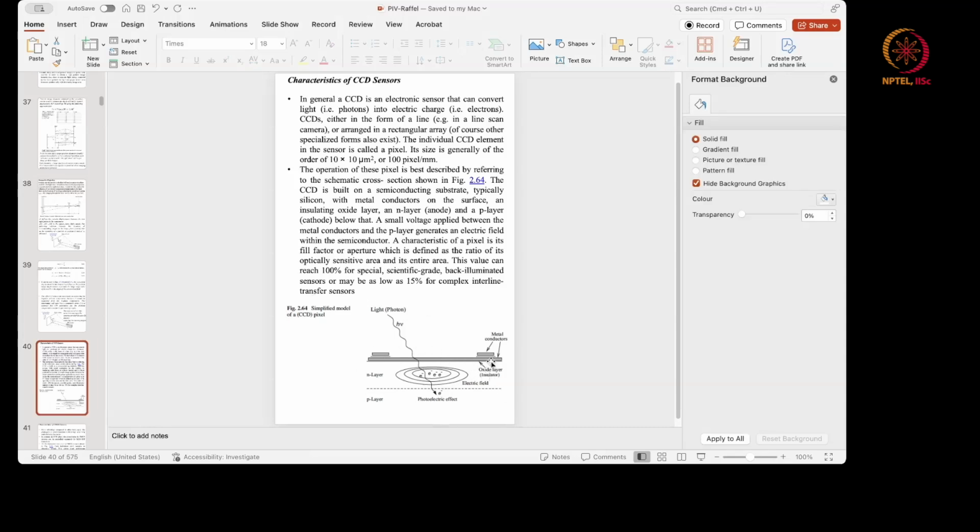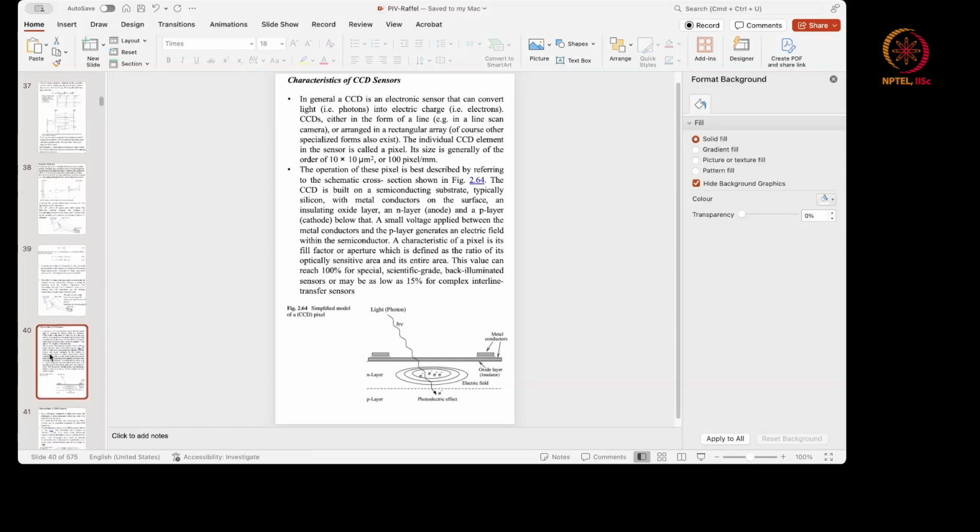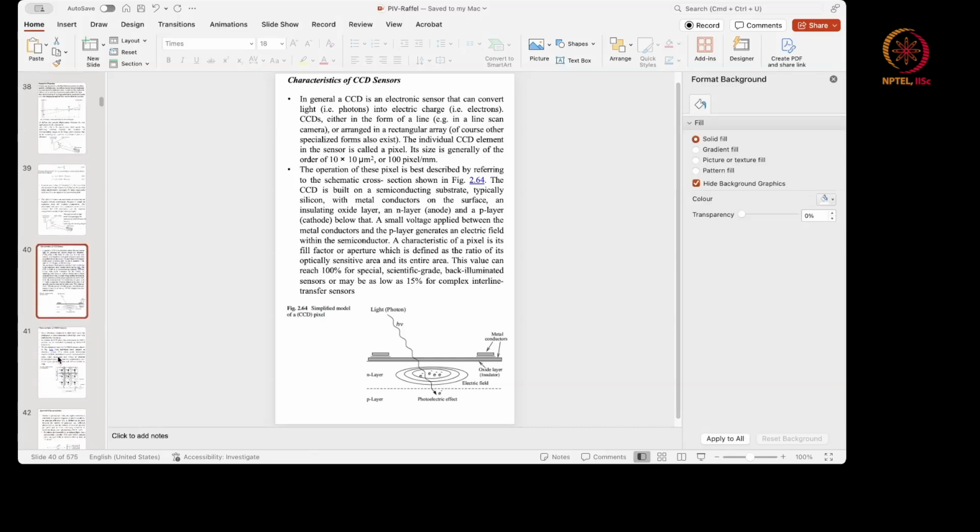We'll see why that is important, because the optically sensitive area can be smaller, and there can be a larger area which is not optically sensitive, especially in CCD cameras that have blind pixels, where it shifts charge in between measurements. So the value can reach 100% for special scientific grade cameras, and it can be as low as 15% for interline sensors. So 100% means the sensor may cover the whole area. We will see a few examples later.